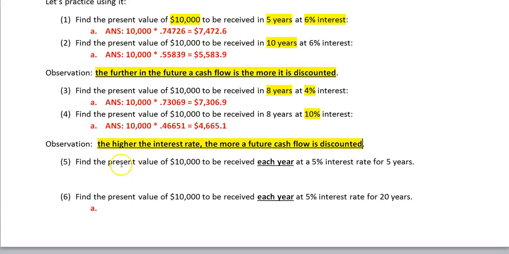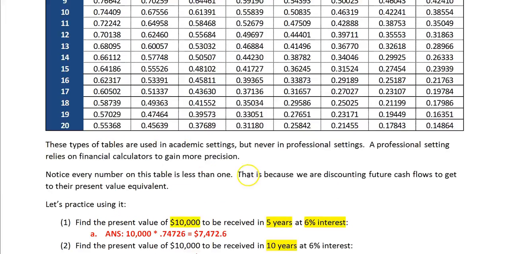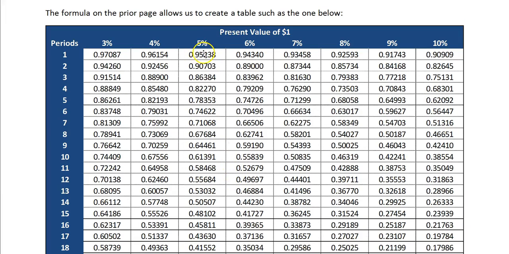The next type of problem is going to be something called an annuity. So this is $10,000 to be received not just once, but each year at 5% interest rate for 5 years. So what we're going to do, we're going to see 5 different calculations here added together. 10,000, let's look at the 5% for 5 years. So we're going to multiply 10,000 times this number plus 10,000 times this number, one more down, times 10,000 plus this number, times 10,000 plus this number.